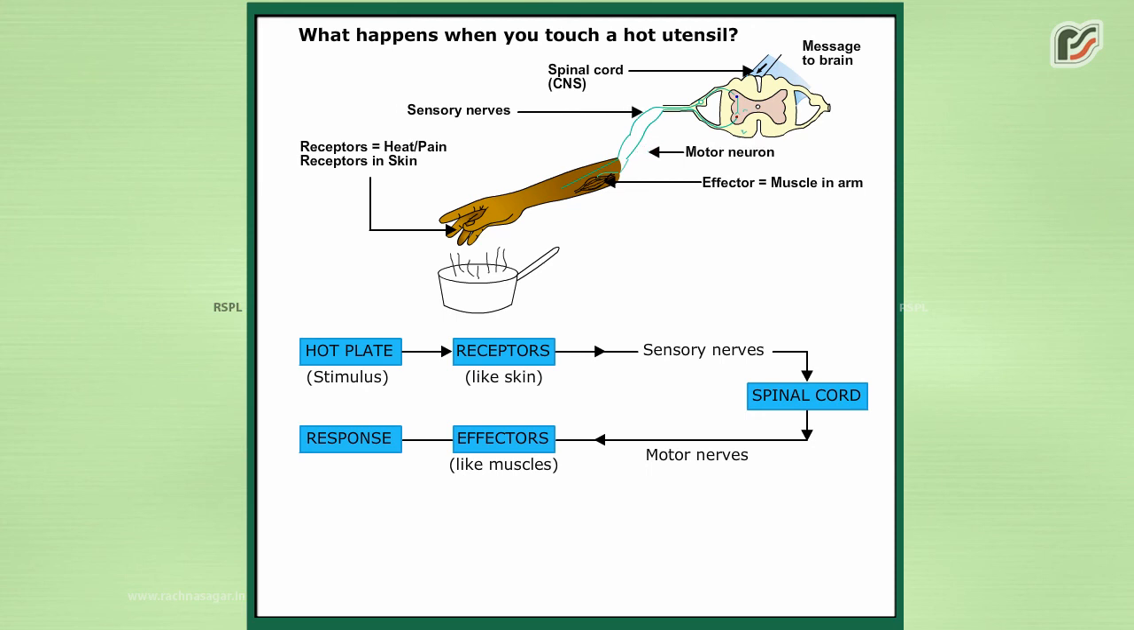Although most of the reflex actions involve spinal cord, there are some reflex actions that also involve brain. Such type of reflex actions are called cerebral reflexes. One example of cerebral reflex is the contraction of pupil of our eye automatically in the presence of bright light.